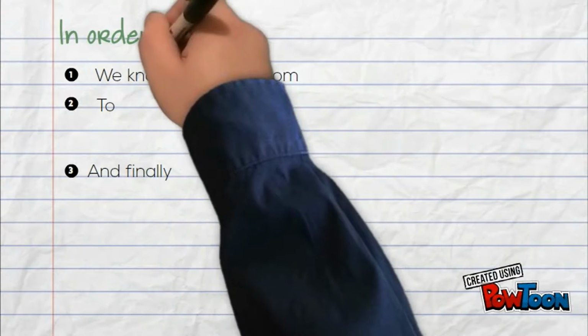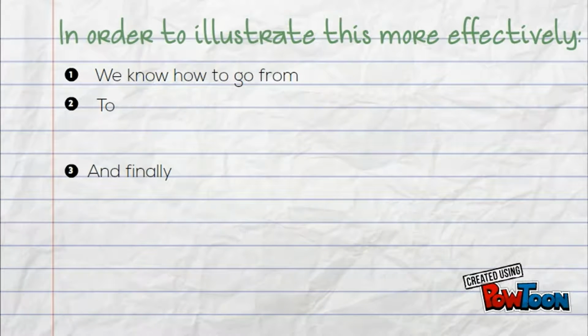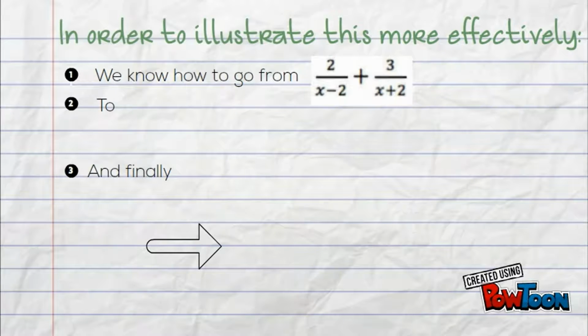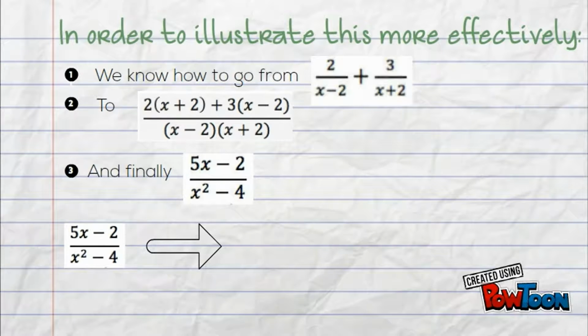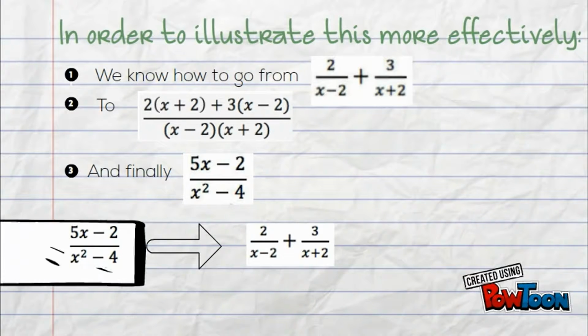Let me try to illustrate this more effectively. We already know from algebra how to go from this equation to this much simpler one, to finally adding them up. What we're more interested in now is using the final equation and going the opposite direction to find the original one that we started with.